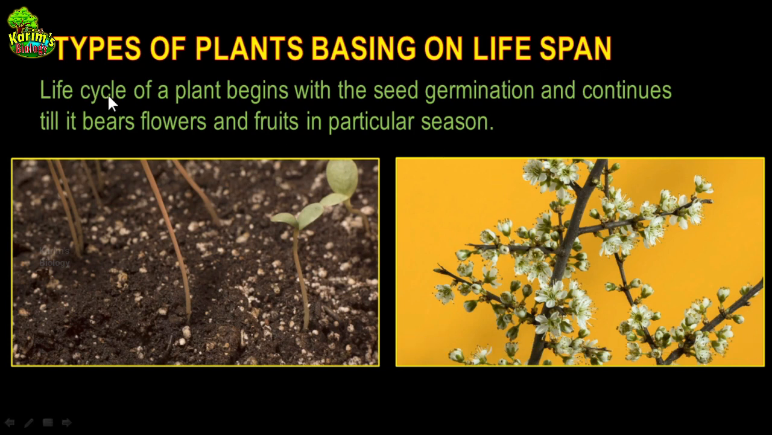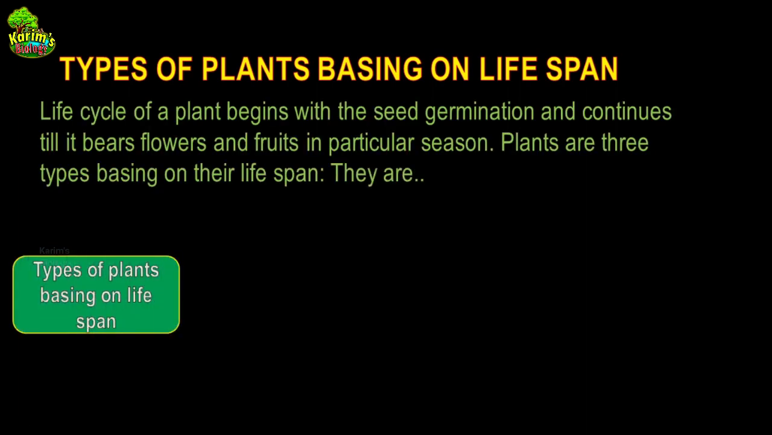Okay, and this life cycle of a plant begins with the seed germination and continues till it bears the flowers and fruits in a particular season. Now you see, basing on how much time it takes for a plant to complete its life cycle, there are three types of plants.